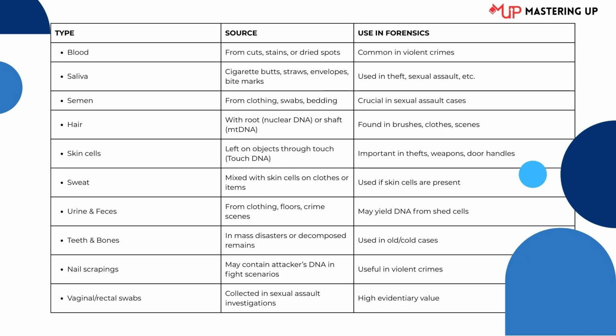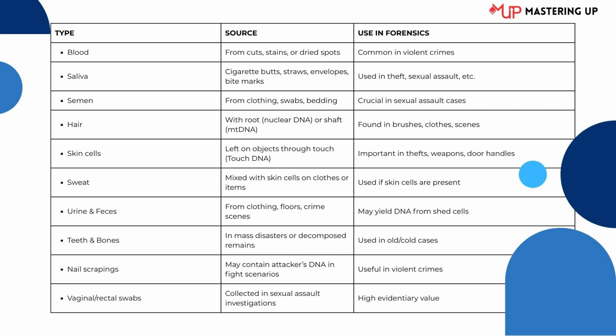Hair. Hair can be useful, especially if it contains the root, which has nuclear DNA. Even if the root is missing, the hair shaft contains mitochondrial DNA, which can still help in identification. Hair is commonly found on brushes, clothes, or crime scenes and is often used in both violent and non violent cases.